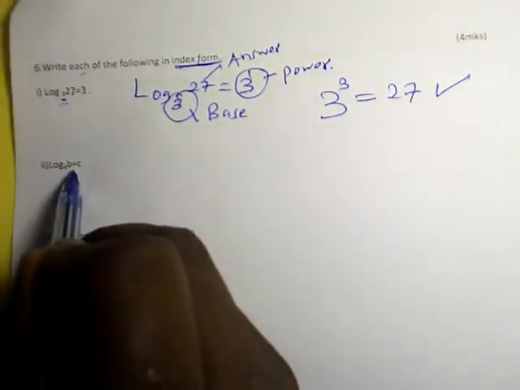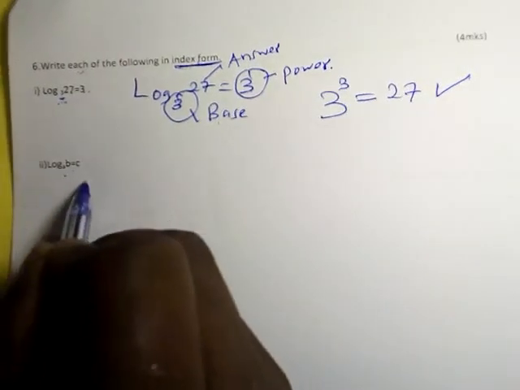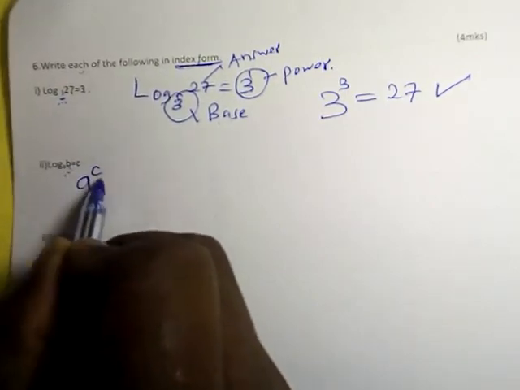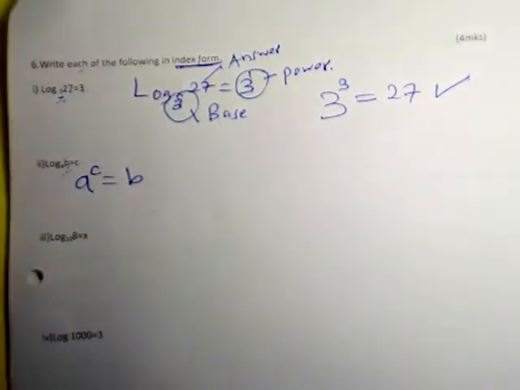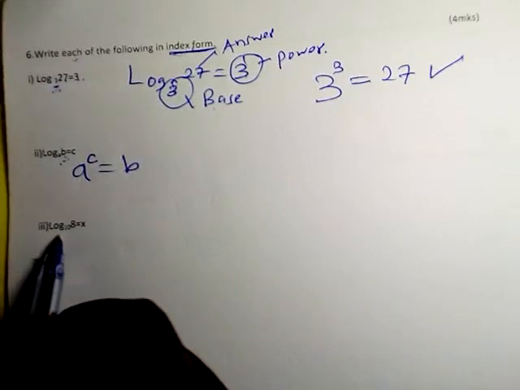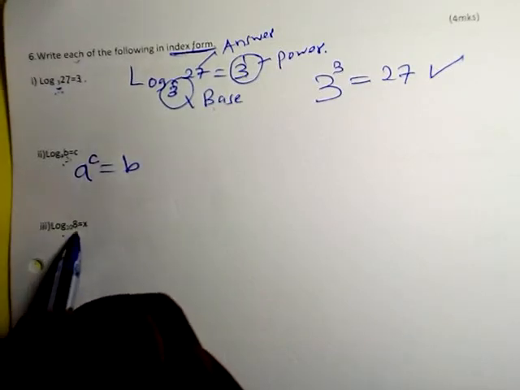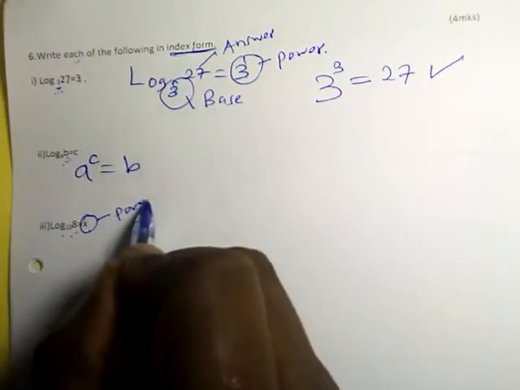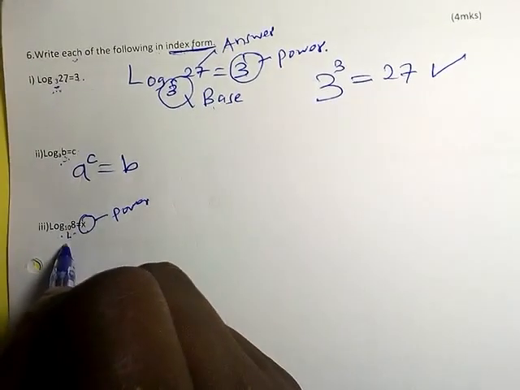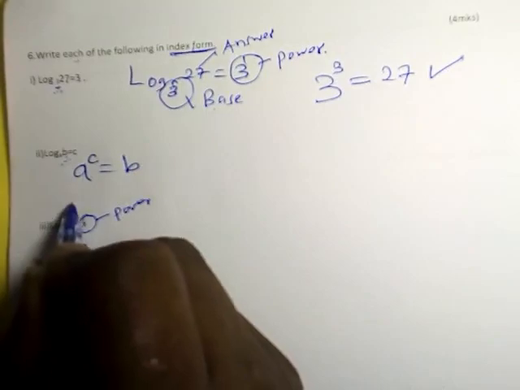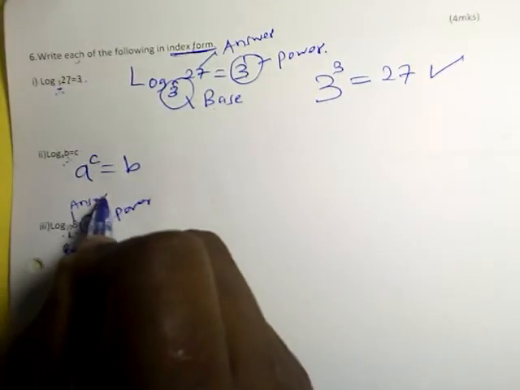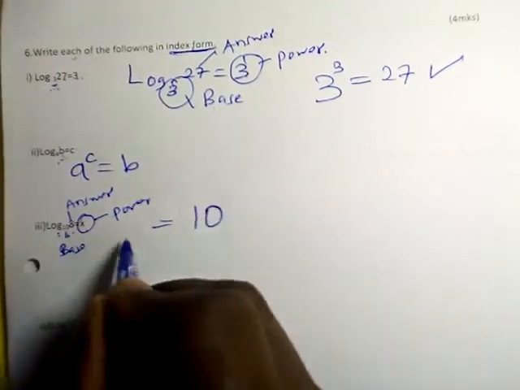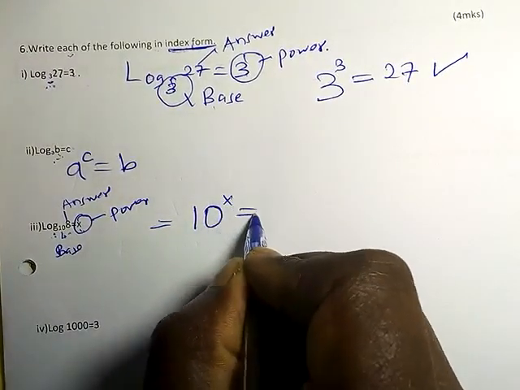Let us check this one. The base is A, the power is C, and the answer equal to B. Log 10, 8 equal to x. I have said this one is the power, this one, 10, is the base, and this one is the answer. So it is 10 raised to power x, and the answer is 8.